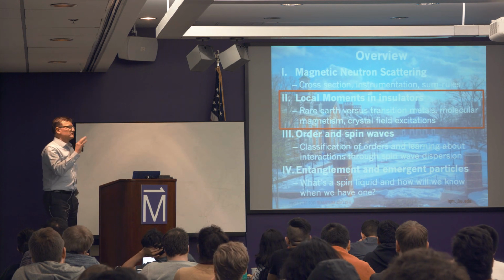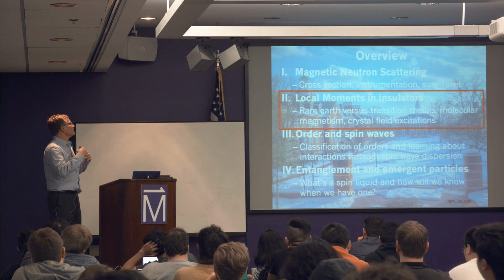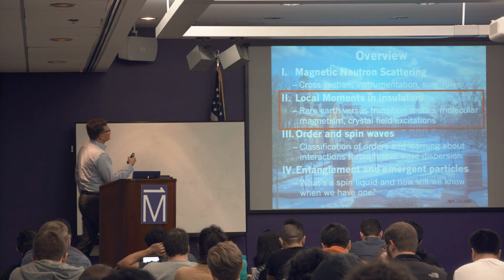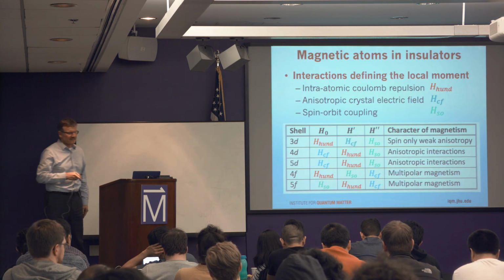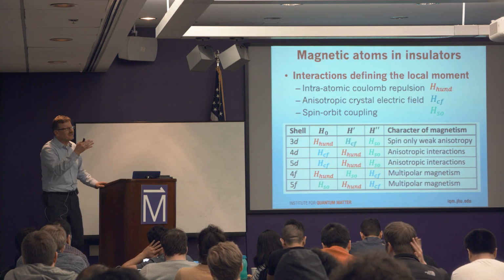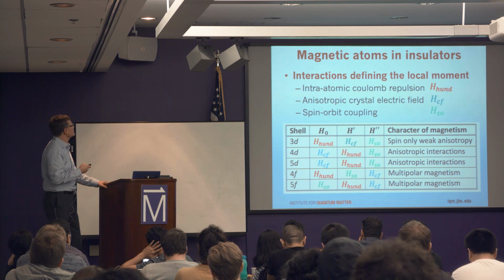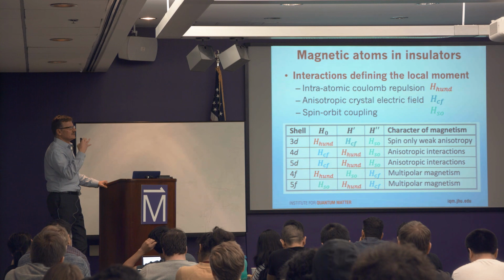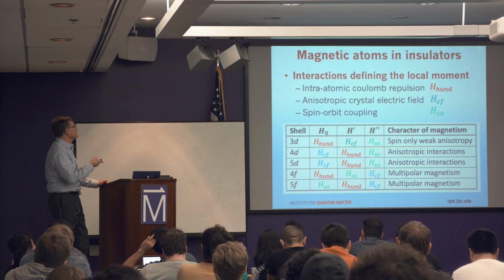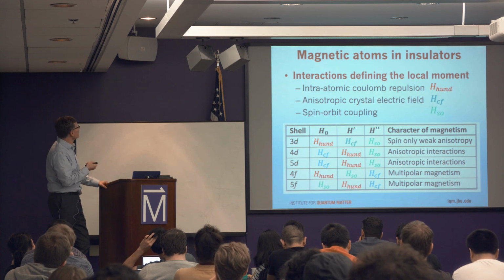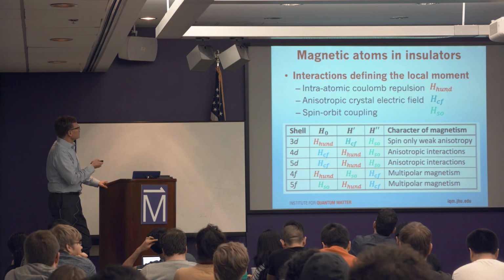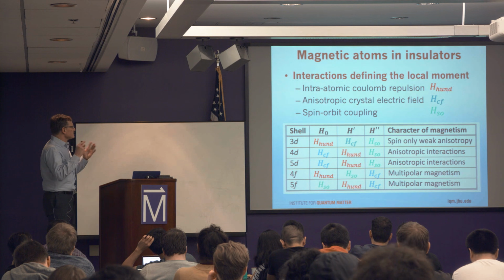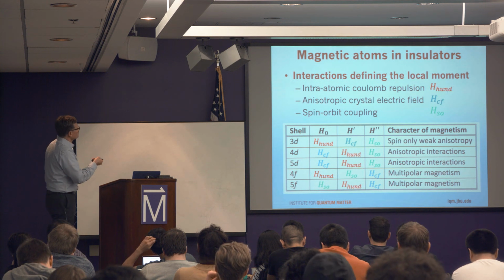I just want to introduce how local moments behave in insulators, and it's probably too abbreviated, but you hopefully have seen this kind of stuff before. And I will say a few words about how we actually learn by the experiments more details about the nature of the individual spin. So basically, we're talking about insulators, and the interactions that define the character of the local moment are really, I tried to list them here.